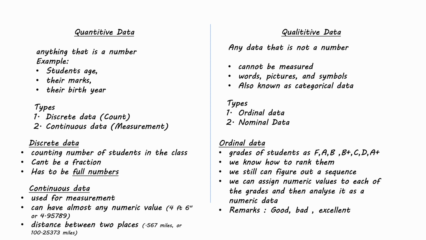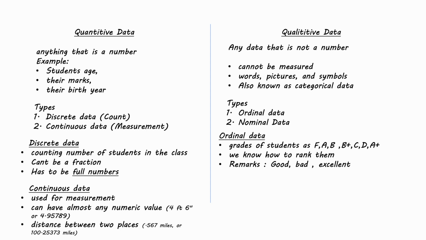Another example is, let's say we are talking about remarks given to each student, like good, bad, excellent. These are words, not numbers, but we know the order is excellent, good, and bad. That's why it is called ordinal data. Ordinal data can be plotted using a bar chart or a line chart, preferably.